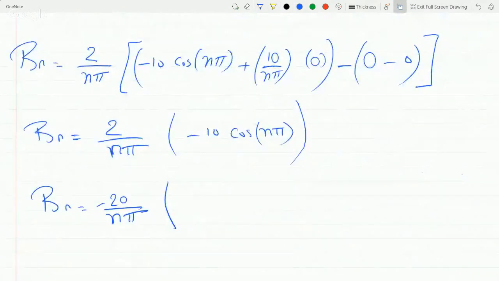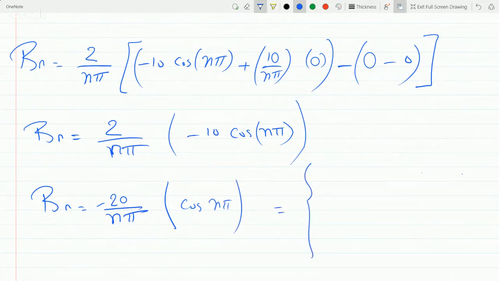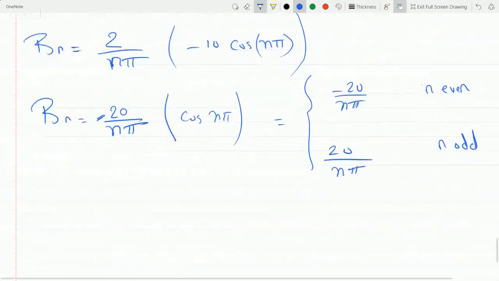So this will be cosine n pi. Now, if n is even, this will be positive 1, and we will get minus 20 over n pi if n is even. And if n is odd, this will be minus 1, but there's another minus sign here. So this will become 20 over n pi. Positive 20 over n pi.